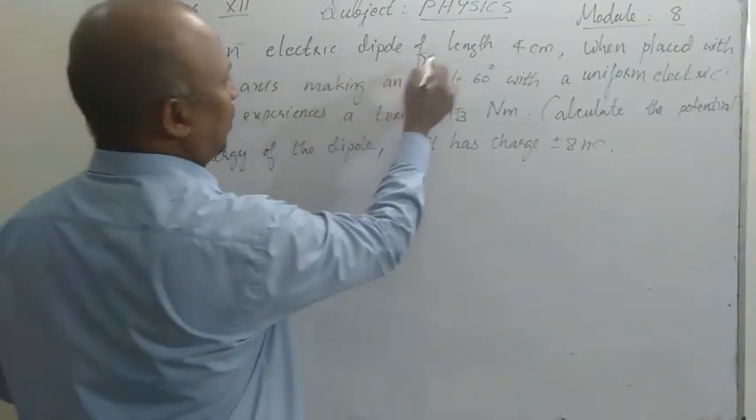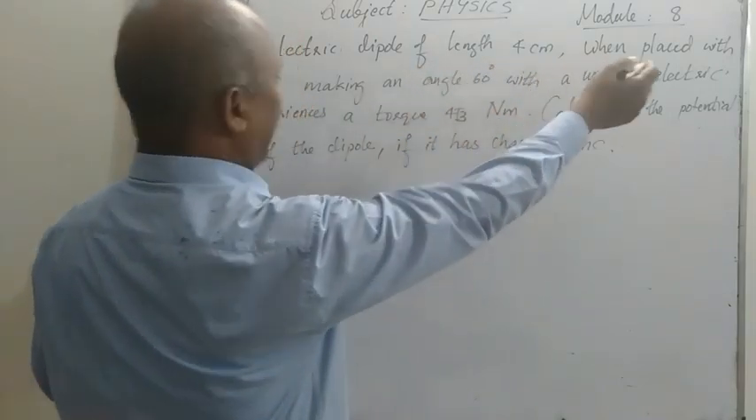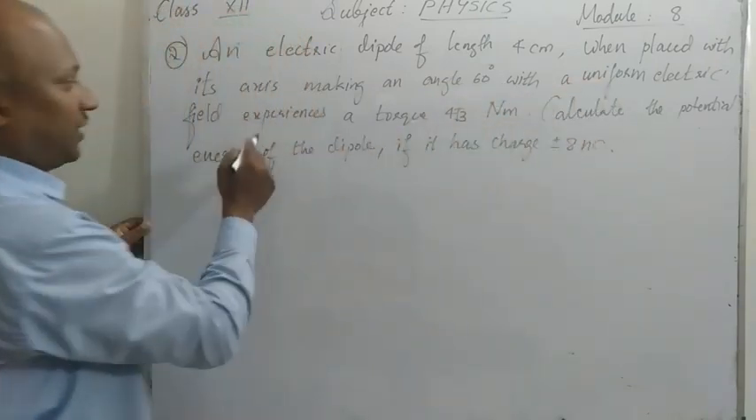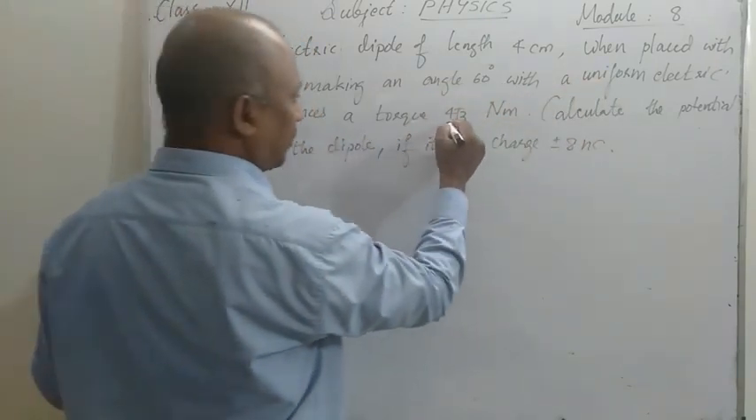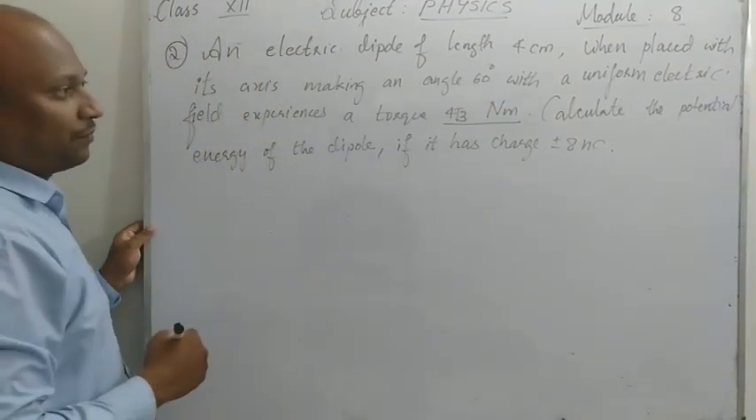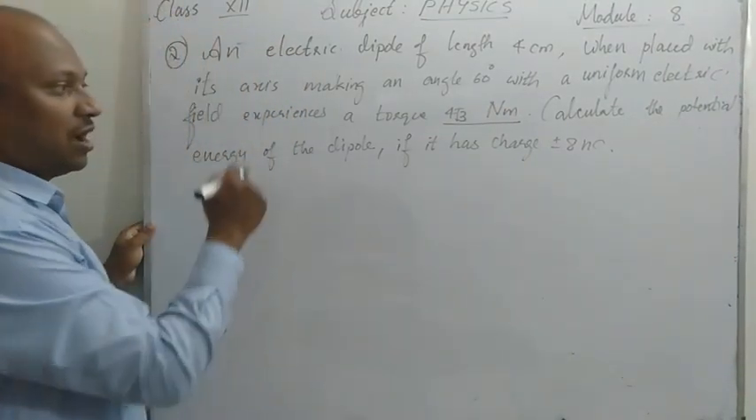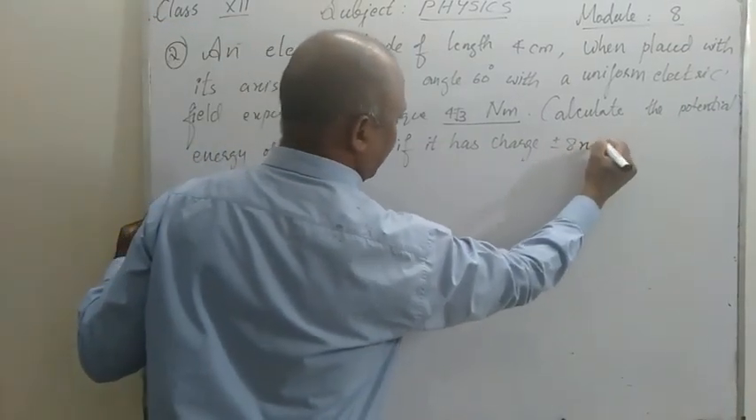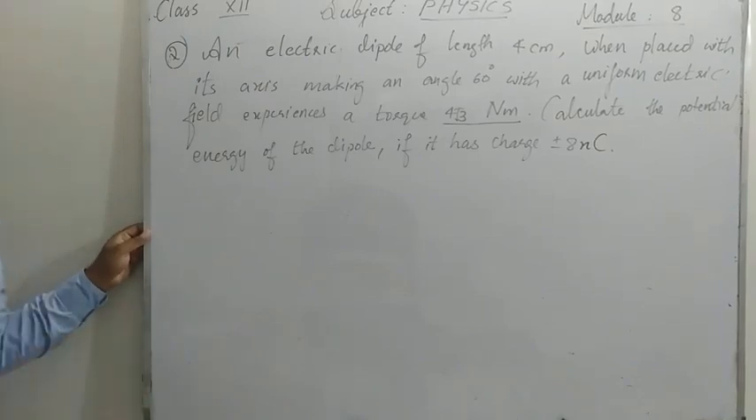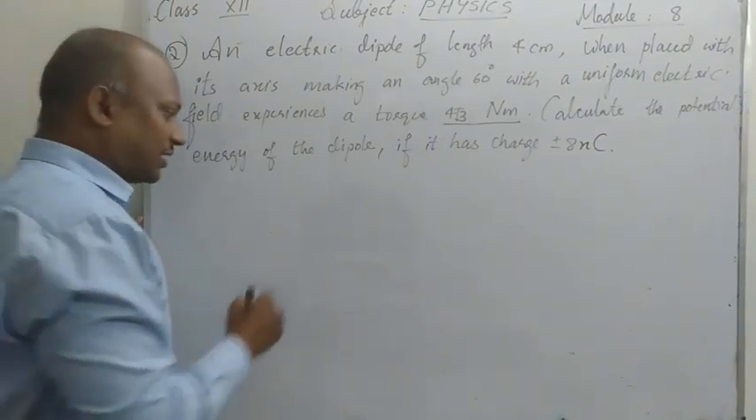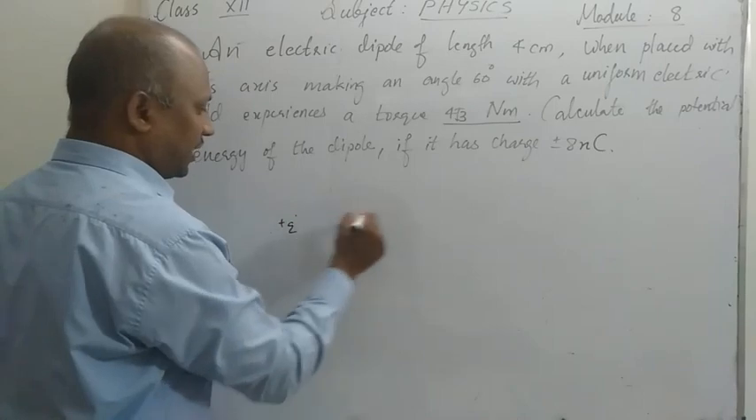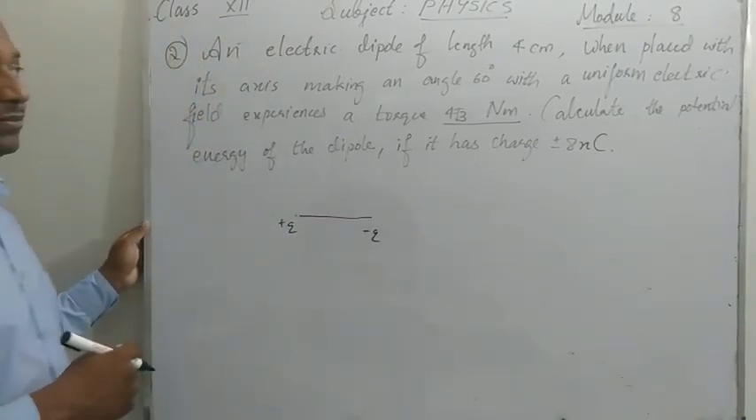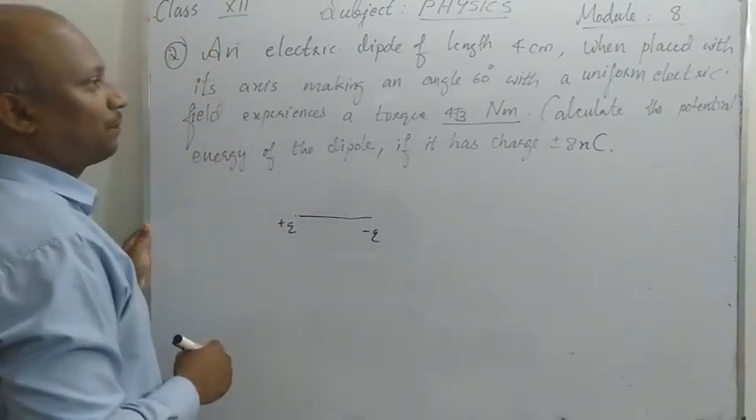An electric dipole of length 4 cm when placed with its axis making an angle 60 degree with a uniform electric field experience a torque 4 root 3 Newton meter. Calculate the potential energy of the dipole if it has a charge plus or minus 8 nanocoulomb, because an electric dipole has a positive charge and a negative charge separated by a finite distance.